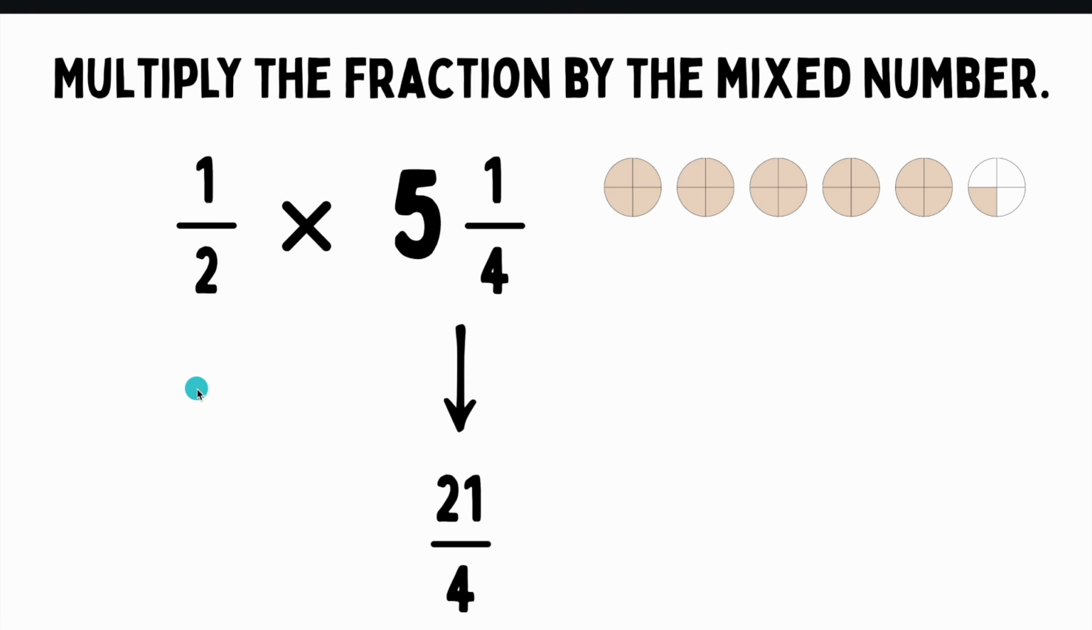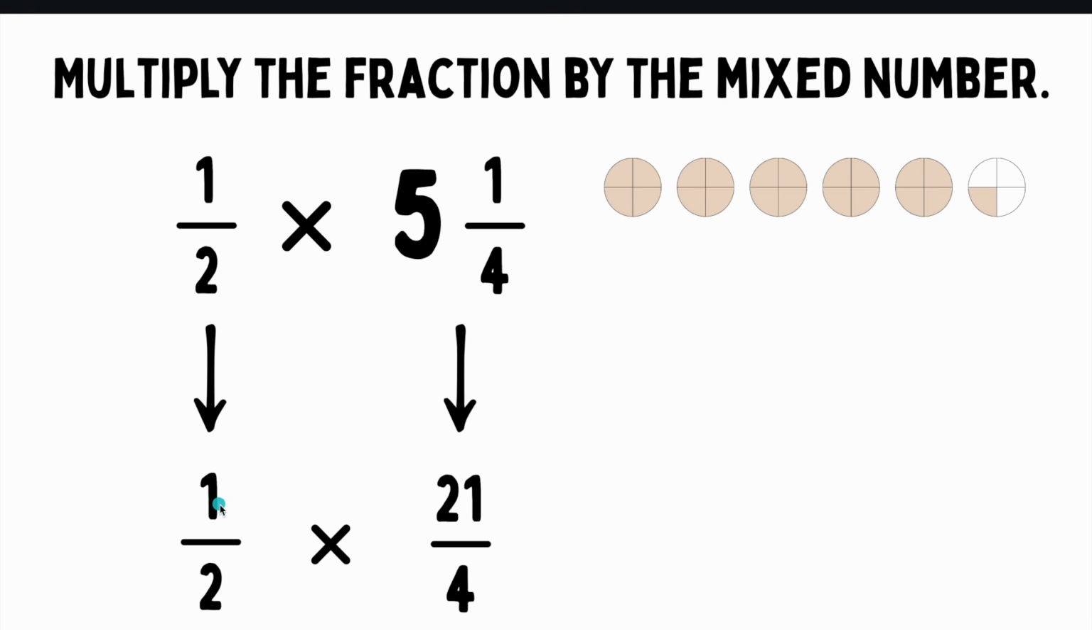Now we can bring down this fraction. We have a half times 21/4. 21/4 is equivalent to 5 and 1/4. We have 21/4 and we need to multiply it by a half. Remember, when we multiply fractions, we multiply straight across.